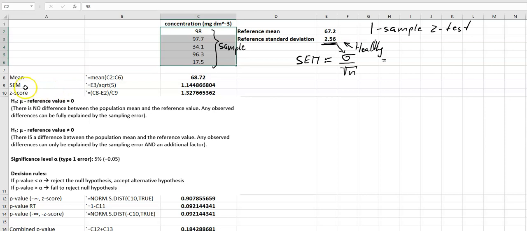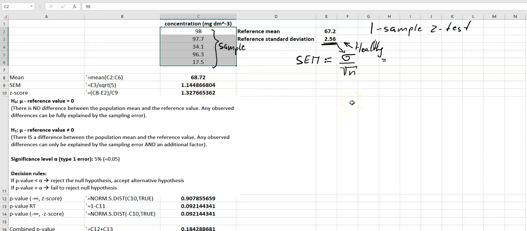So here we can calculate the standard error of the mean. That would be the standard deviation that we've been given, 2.56, divided by square root of the number of observations, and we've got 5 patients whose biomarker concentration we measured. And we get a value of 1.145 for the standard error of the mean.